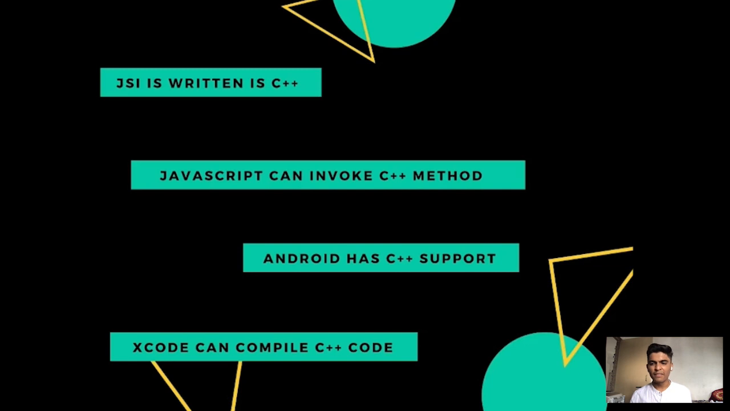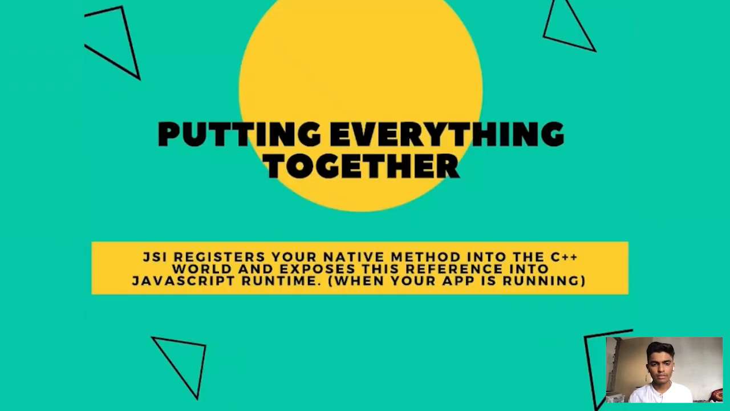So what does that mean? Okay, we get it that both universes, the JavaScript universe and the native universe, are aware of C++. But how is this working under the hood? Putting everything together, JSI basically eliminates the concept of the bridge. What JSI does is take your native method's reference, register that reference in a JSI layer, and expose that method into the JavaScript runtime.